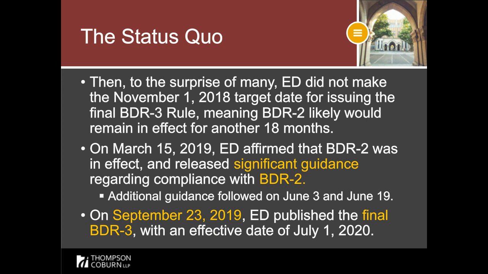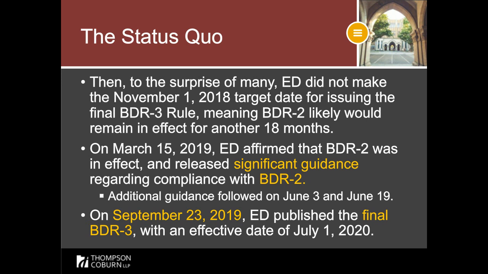And finally, on March 15th, the department affirmed that BDR-2 was in effect and released some fairly significant guidance regarding how to comply with it, because you had this rule that nobody was complying with on July 1st, 2017, and almost a year later, you were suddenly told, well, you should have been complying with it since July 1st, 2017. And so the regulated community said, well, okay, how do we do that? And the department in March of this year said, well, here's some guidance on what you need to do to look back with regard to things that may have happened since July 1st, 2017 to now, and then how you need to conduct yourself on a go-forward basis.